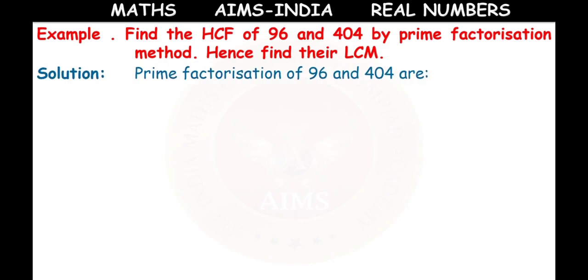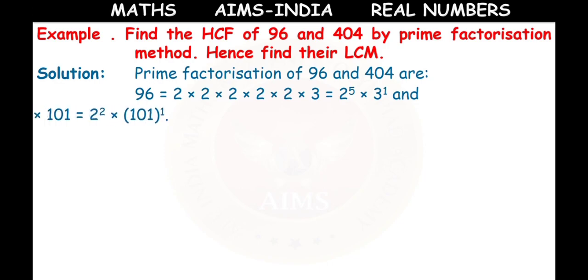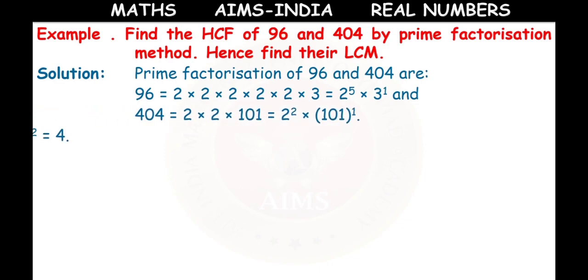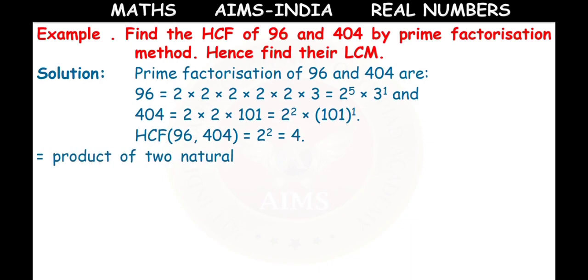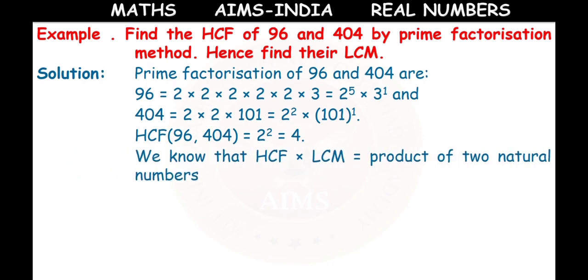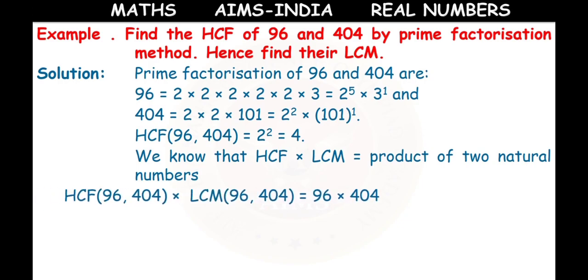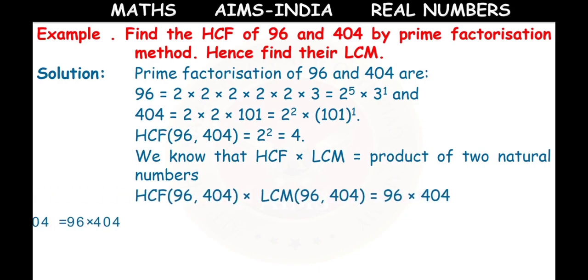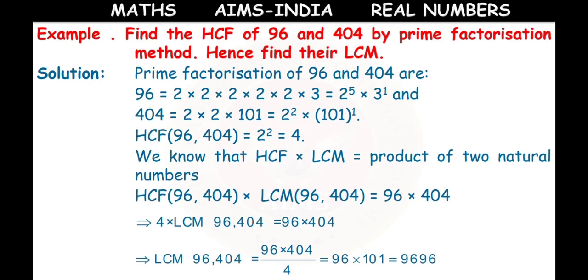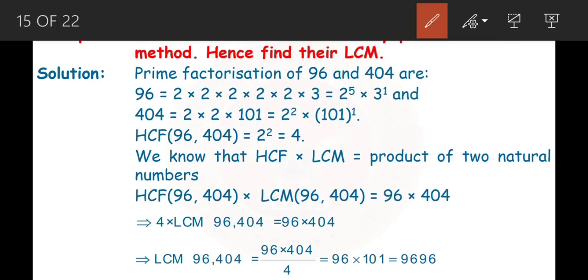So here, prime factorization of 96 and 404. First, 96 factors we will write, then 404 factors we will write. HCF we can find. Now, their relation we will take. According to the relation, we can find the LCM. So 96 means 2 power 5 into 3 power 1. 404 means 2 square into 101.